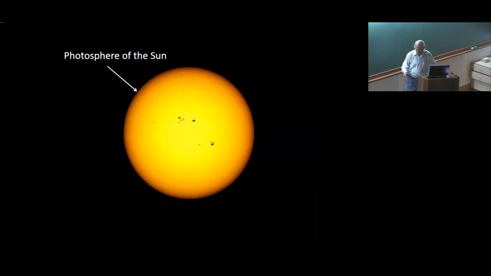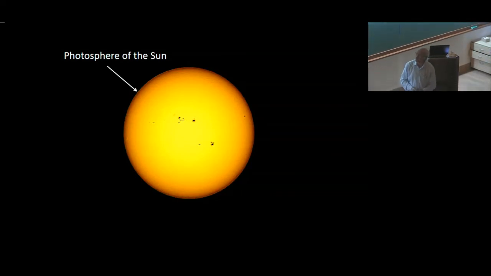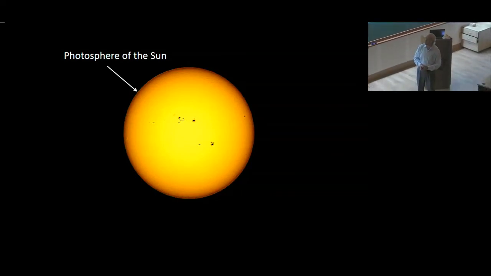So let us look at the sun. And the first thing that strikes us about the sun is, although it is a gaseous body, it appears to have a very sharp surface. We need to understand why it appears to have a sharp surface.